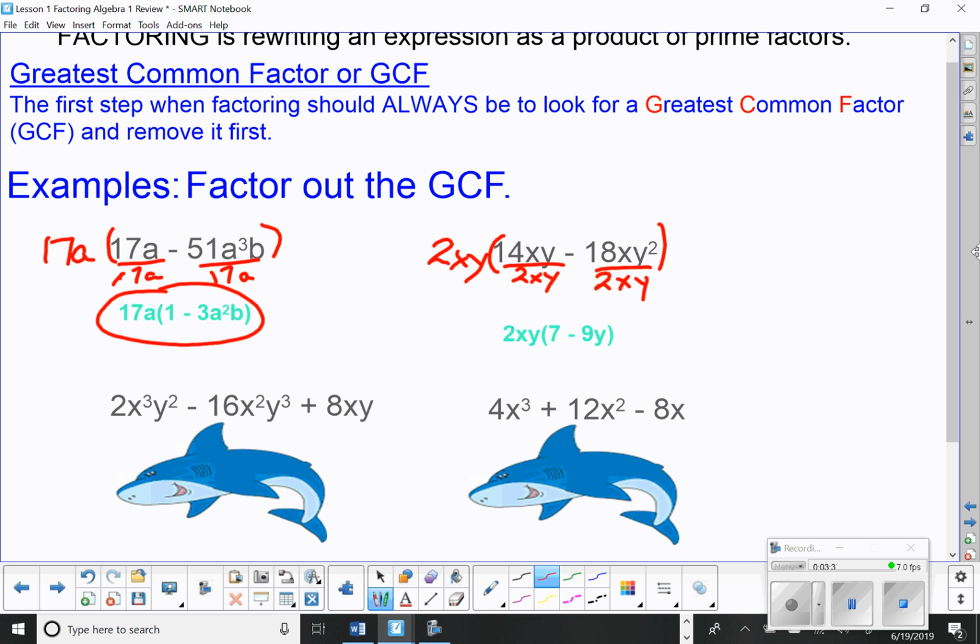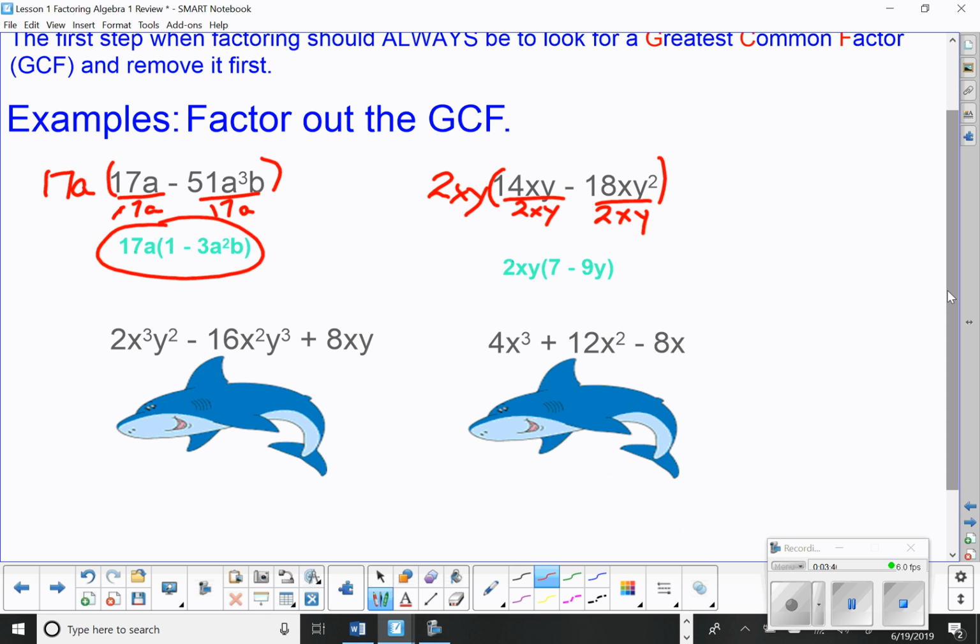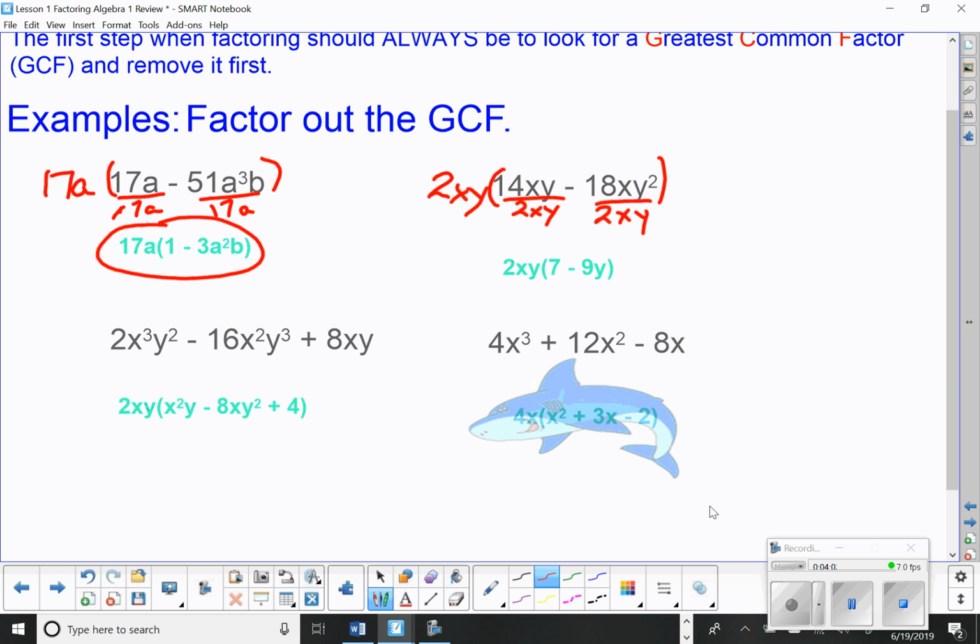All right, pause the video for a moment and try these next two. See if you can get these. Did you pause the video? And when you're looking back, did you get 2xy, x squared y minus 8x, y squared plus 4? Great. And what about this next one? Were you successful getting 4x times the quantity x squared plus 3x minus 2?